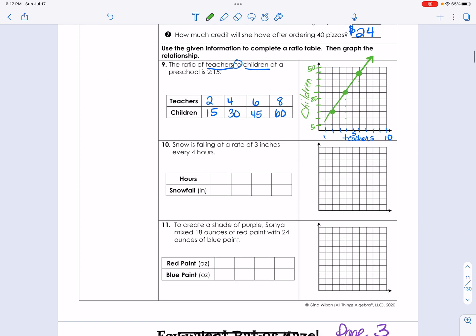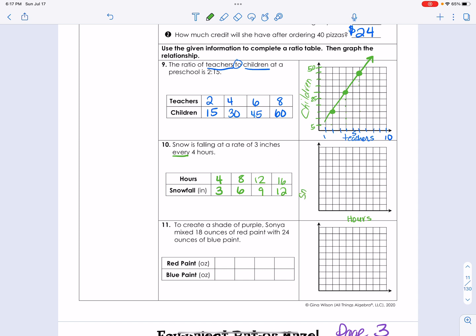Okay, so snow is falling at a rate of 3 inches every 4 hours. So my hours are 4 and my inches are 3. So I'm putting it in the table the way the table is asked. So if I take that times 2, that would be 8 to 6. Times 3 would be 12 to 9. Times 4 would be 16 to 12. And this is hours. That's the first box.